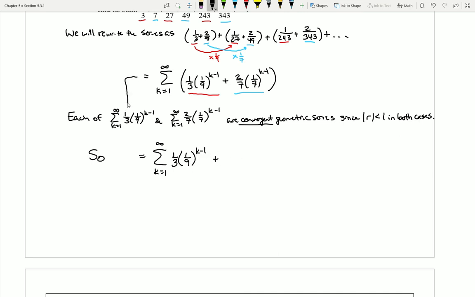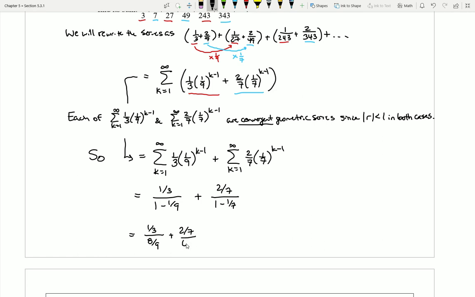So I'm connecting these pieces here by saying that I can add these two together. I know these should be equal. And that's very convenient because since these are geometric series, I know that the first one adds up to a over 1 minus r, and the second one adds up to a over 1 minus r. That, of course, is the same thing as 1/3 over 8/9 plus 2/7 over 6/7.